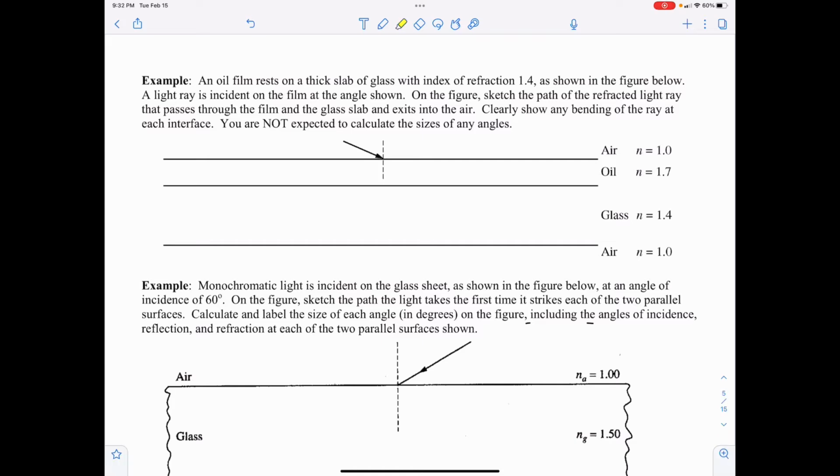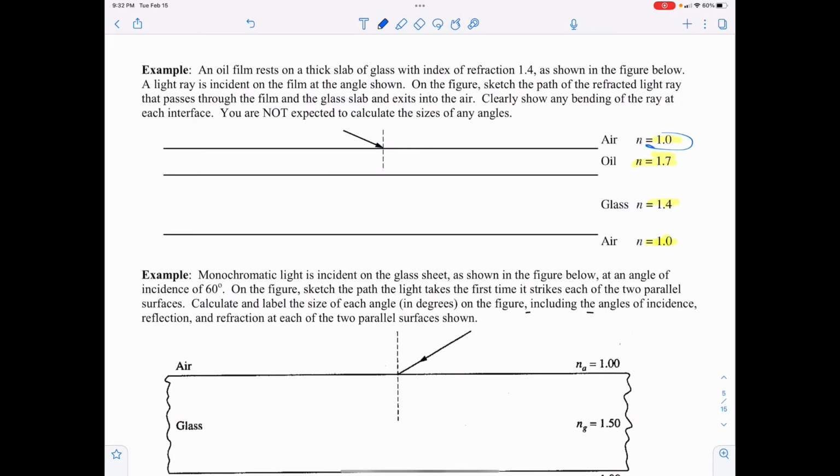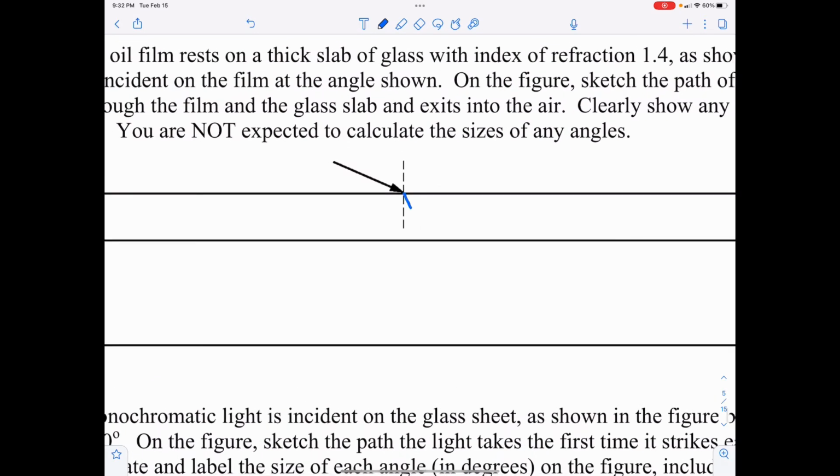What we're basically going to do is use these numbers here as indicators of how much the light should bend. Remember, the higher the n, the more light bends closer to the normal. The lower the n, the more light bends far from the normal. Okay, and we're going to use that. Here we go. My first one is going from 1 to 1.7, so it's really going to bend close to that normal, just like that.